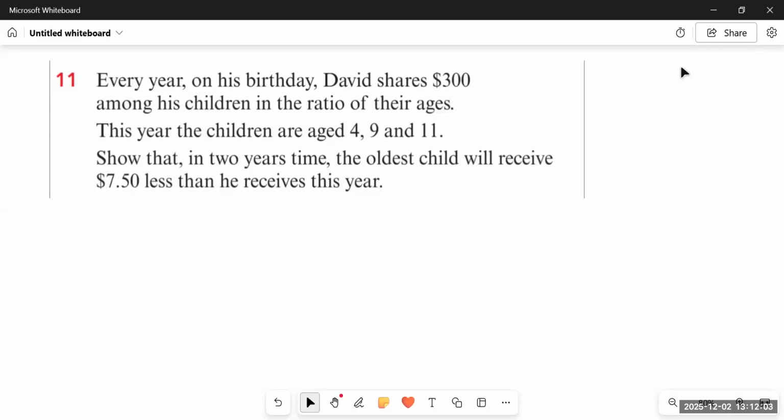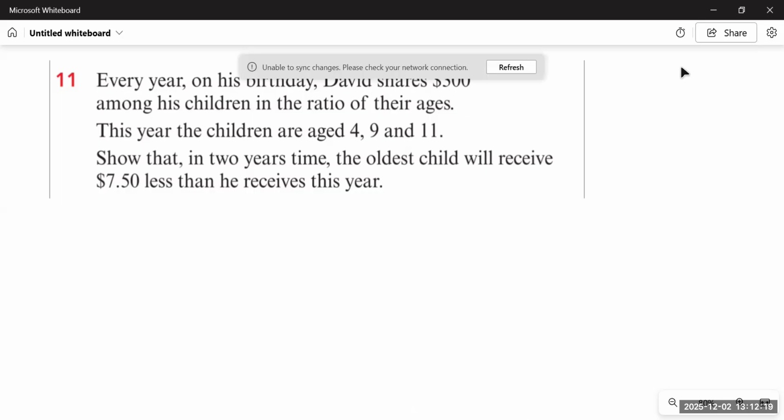Now, question number 11 says, every year on his birthday, David shares $300 among his children in the ratio of their ages. This year, the children are aged 4, 9, 11. Show that in 2 years' time, the oldest child will receive $7.5 less than he receives this year.